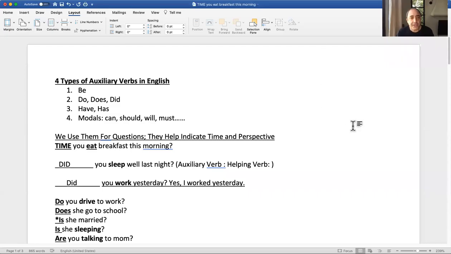All right, let's look at this grammar here. What's really important is to know what an auxiliary verb is in English. And it's a weird word. It just means like an assistant verb, or sometimes they say a helping verb. And there are four types. There's be, any form of be.